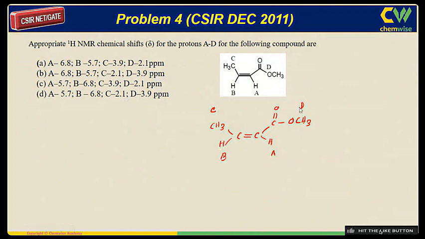First, I will show how to quit. We have 4 options. How will we quit 2 options? Very simple. Just enjoy it. This is an alpha beta unsaturated carbonyl compound. So there we have this kind of charge delocalization.